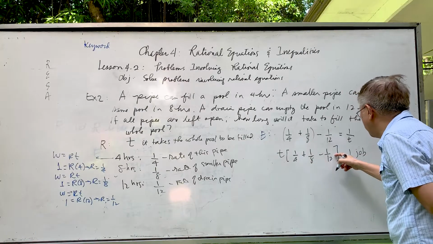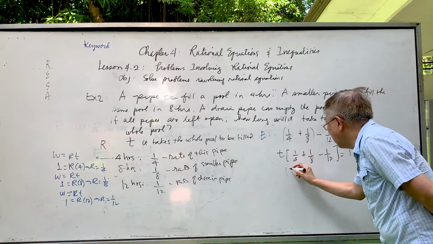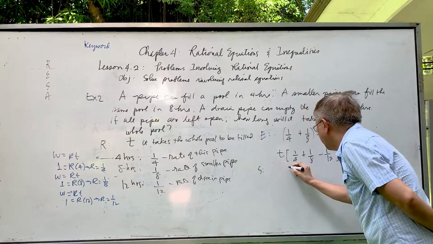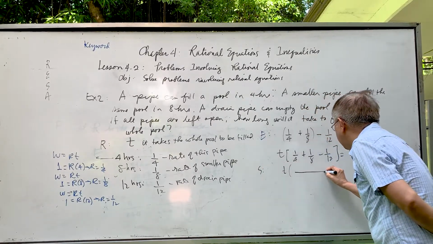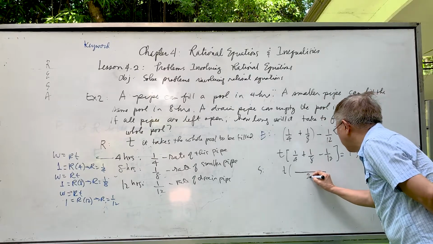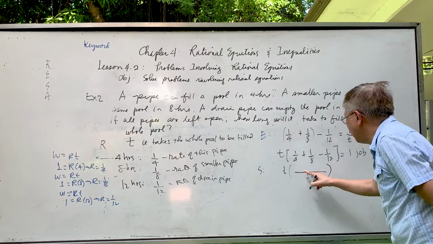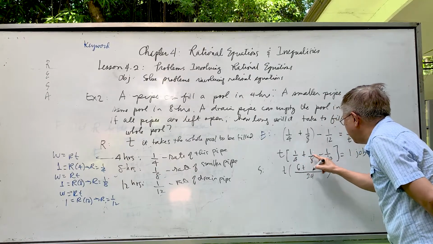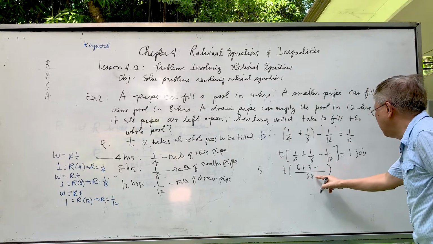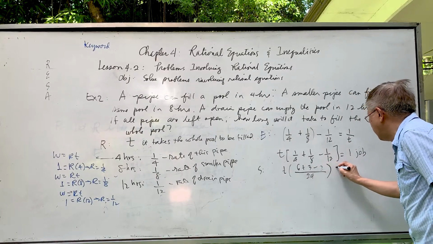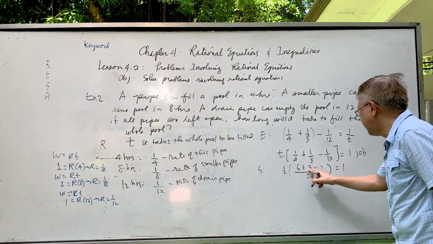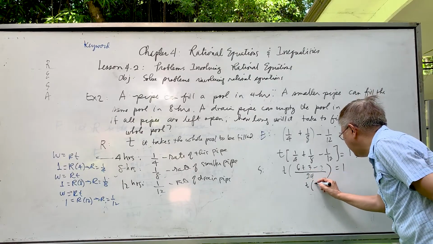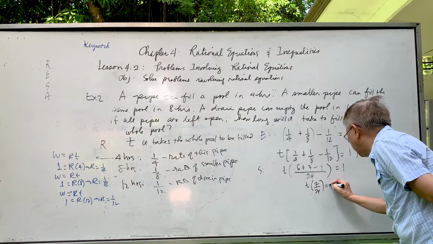I can solve this. Combine these fractions. So I will have now my solution. So I will combine this fraction. LCD will be what? 24. 24 divided by 4 is 6 times 1 is 6. 24 divided by 8 is 3 times 1 is 3. And 24 by 12 is 2 times 1 is 2. Is equal to 1. So 6 plus 3 is 9. Minus 2 is 7. So I will have here 7 over 24 equals 1.